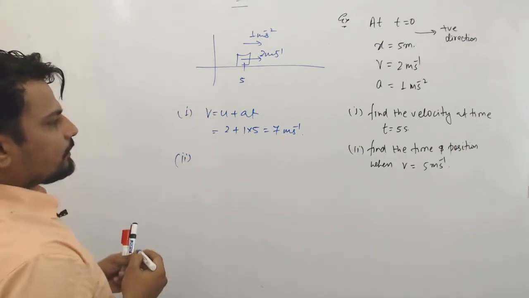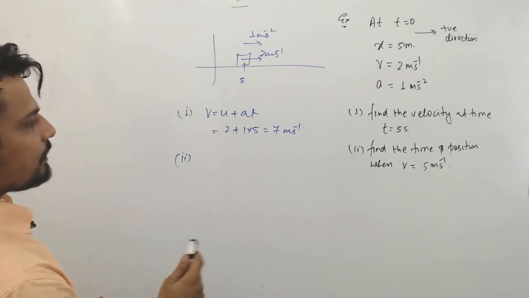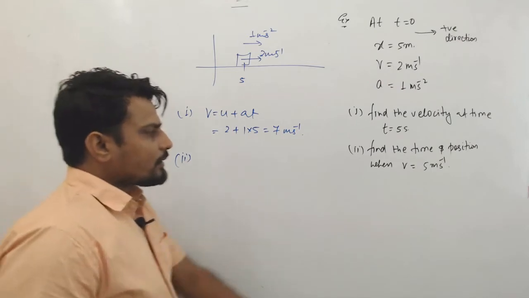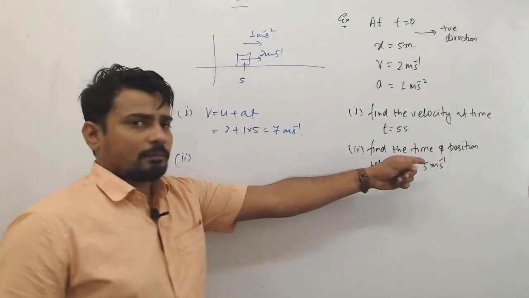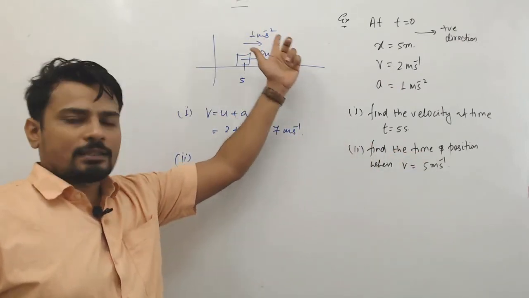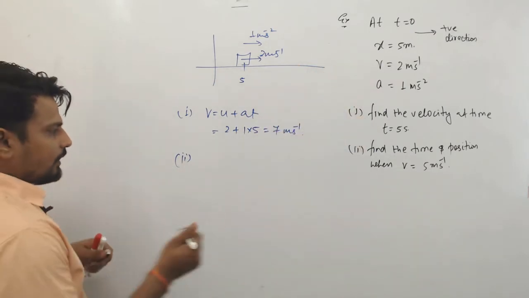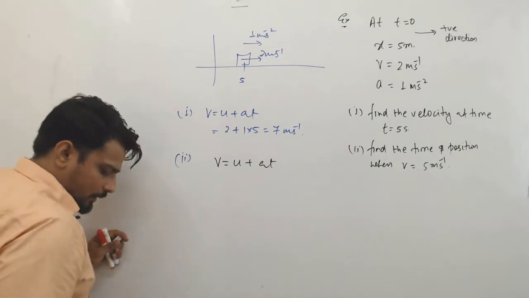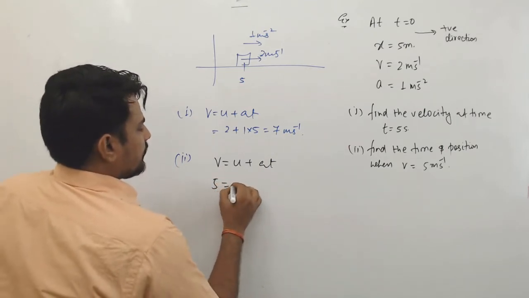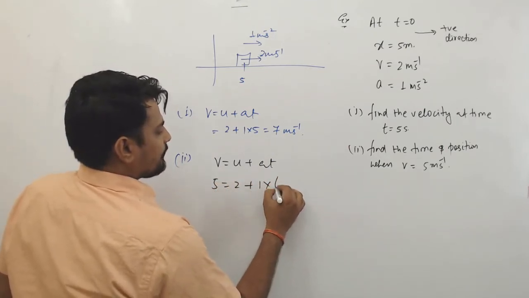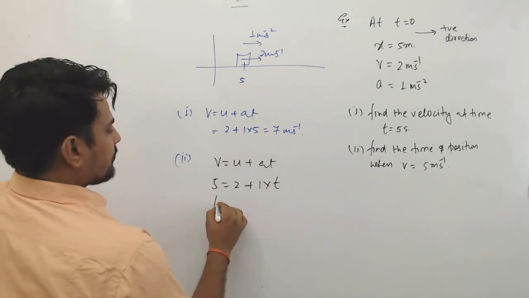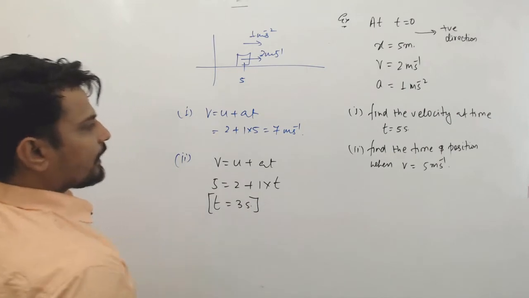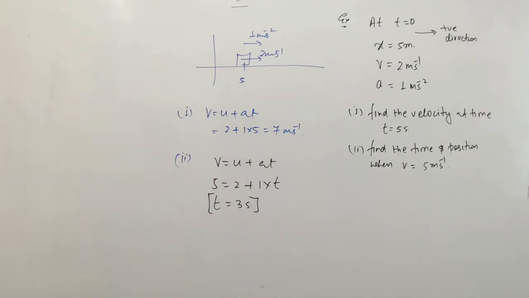Let us talk about the number 2. Find the time and the position when the velocity is 5. Achhi baat hai. So what we can do is velocity is given. We have to find the time. Initial speed is given. Acceleration is given. We know v is equals to u plus at. Now v being 5, u is 2 plus a and t I have no idea. So it will take how much time? 3 seconds to get the velocity of 5 meter per second.